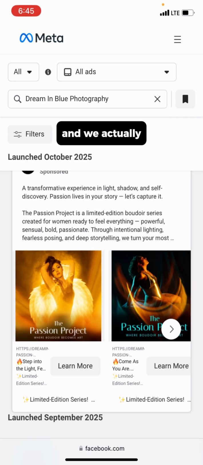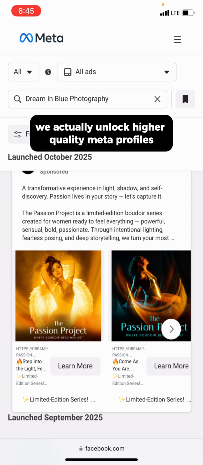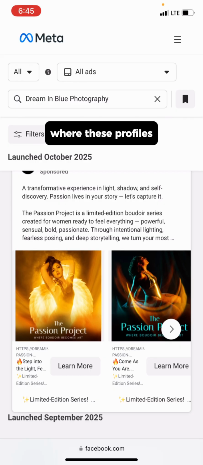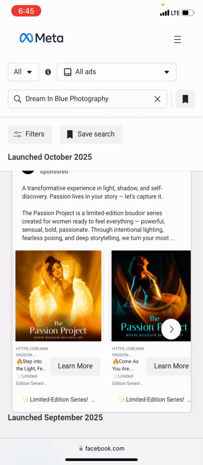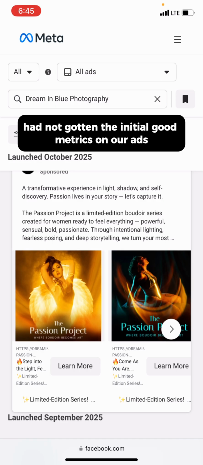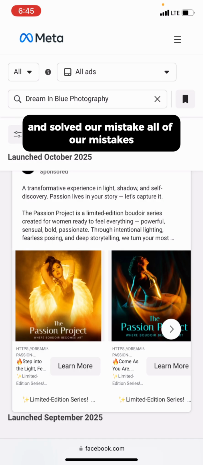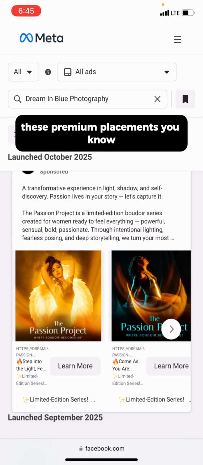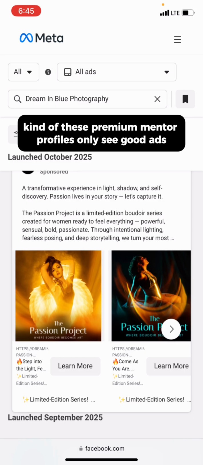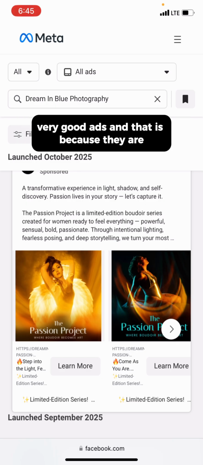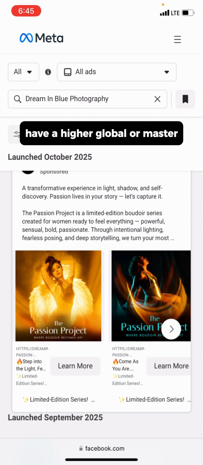And because of our good initial tranche 1 beta, we actually unlock higher quality meta profiles. So our ads basically go to premium placements, where these profiles would have never seen our ads before if we had not gotten the initial good metrics on our ads and solved all of our mistakes. So we unlock these premium placements. These premium meta profiles only see very good ads, and that is because they have a higher global or master or account level conversion rate.